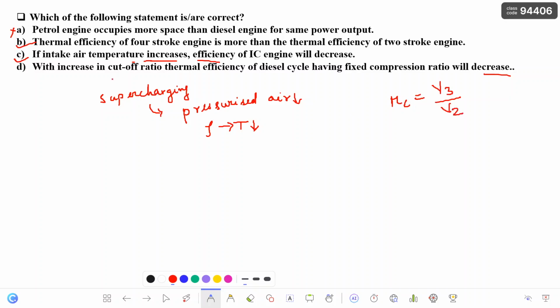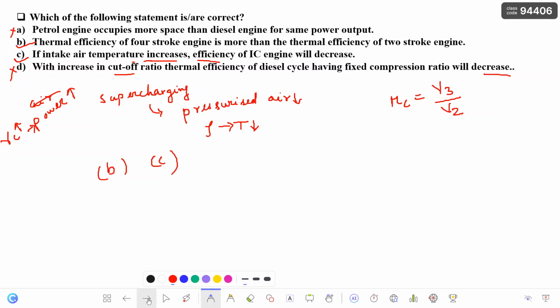If the cutoff ratio increases, the power that will be generated will be higher. If RC is higher, power is higher. If power is higher, of course the efficiency will be higher. So this one is wrong. So the answer is B and C.